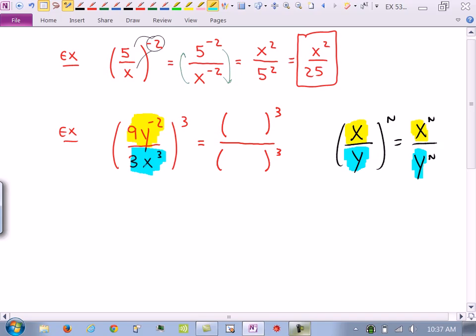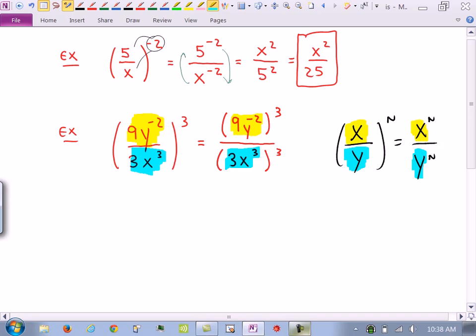Each one of them is now its own unique little pain in the butt problem, because this is 9y to the negative 2, and this is 3x to the third. Do you agree with that? So this and this are like the x and y in the formula.